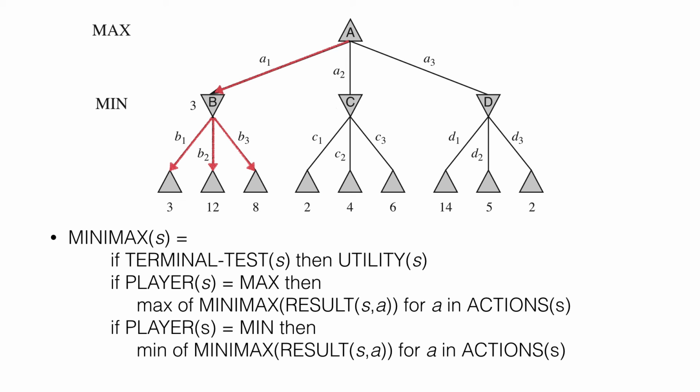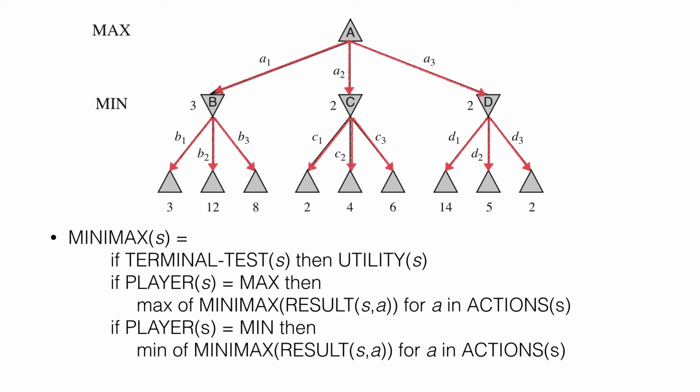So now we know the minimax value of state B is 3. And then the same process repeats for action A2, which leads to state C. And again, the min player is going to move from there and choose the minimum of the utility values, which is 2. And then finally, we would go to D and choose the minimum value of the possible moves for min, and we get again 2.